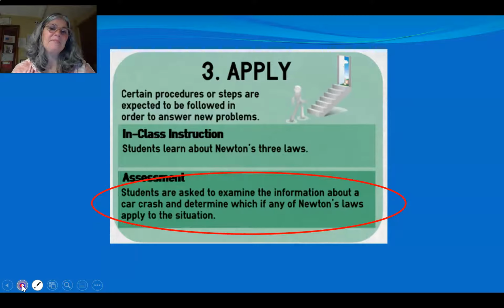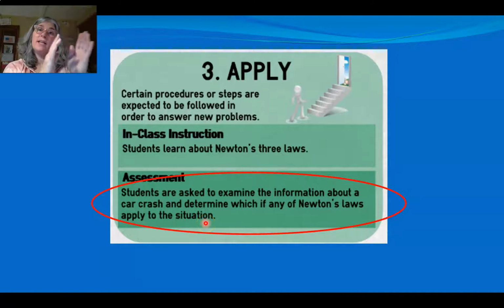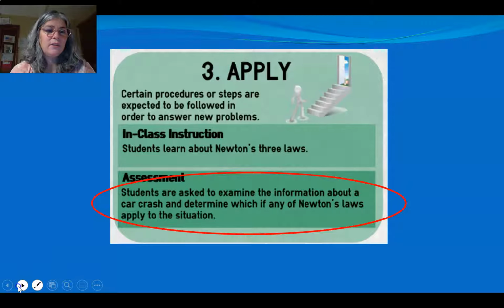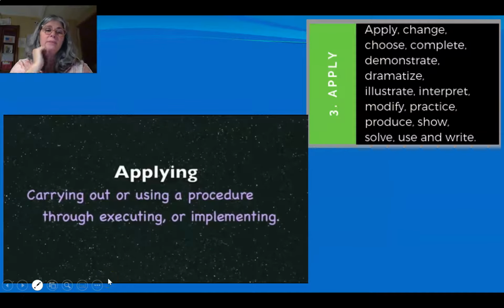Okay? So for this instance, students are asked to examine the information about a car crash and determine which, if any, of Newton's laws apply to the situation. So again, that idea of taking something you've learned and relating it to a different example. Now, it can also explain whenever you can demonstrate a skill that you've learned, and that's going to be what we see in our next video clip from Harry Potter.